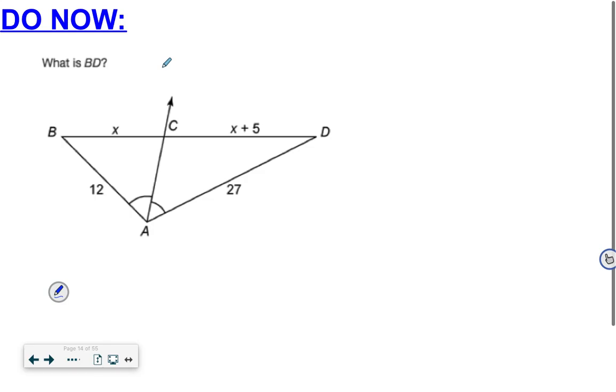Hello ladies and gentlemen. Today we are going to start a new topic, trigonometric ratios. Before we start, we have a do now question which is related to our previous topic, similarity.